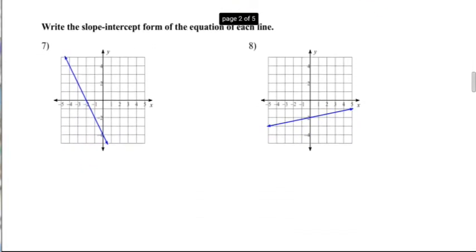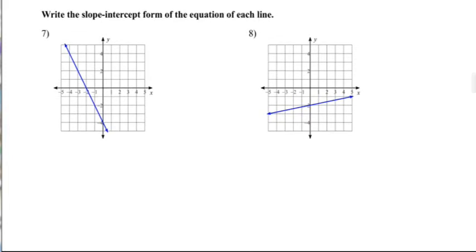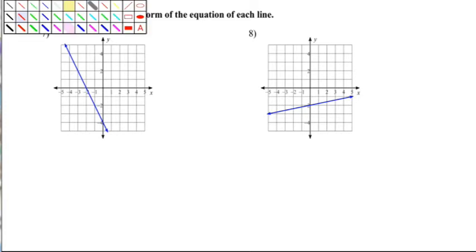Number 7 and 8 are asking us to write the slope-intercept form of the equation of each line. So remember, when we're writing these, we are writing this in the form of y is equal to mx plus b, where m and b are values that we take off of the graph. So the first thing that we can do here is find our b, because that's just where the line crosses the y-axis. And so for this particular case, this is going to be down here at b is equal to minus 4.